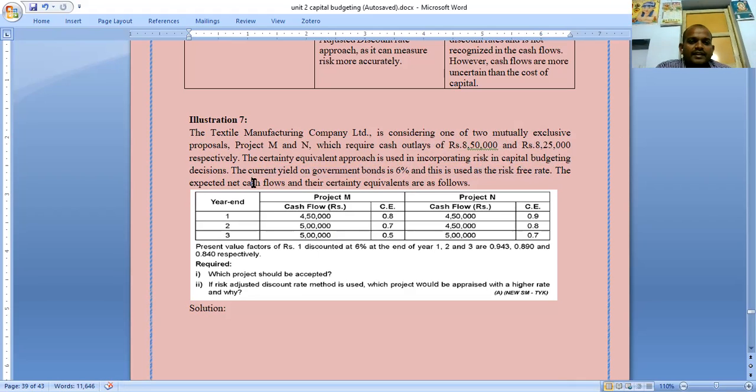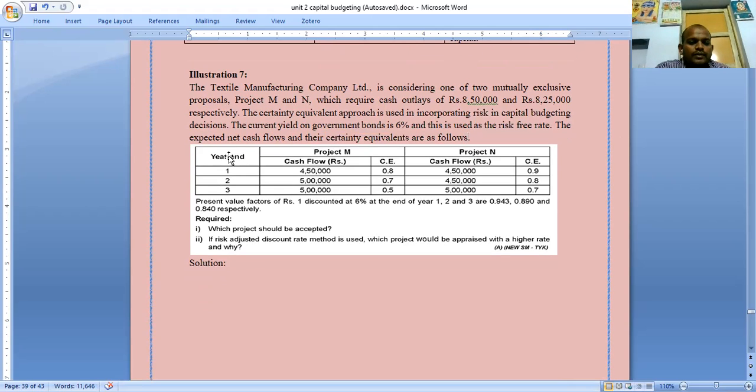The expected net cash flows and their certainty equivalents are as follows. Year end 1, 2, 3, Project M, cash flows and their certainty equivalent factor. So, this much confirmation is there. Out of 4,50,000, 80% is confirmed. Out of 5 lakh, 70% is confirmed. Out of 5 lakh, 50% is confirmed. That is what it represents, the confirmation. Project N also the same, cash flows and their certainty. In the first year, it has 90% confirmed.